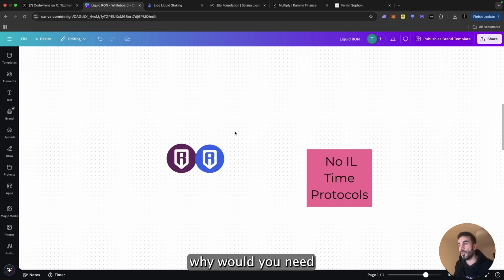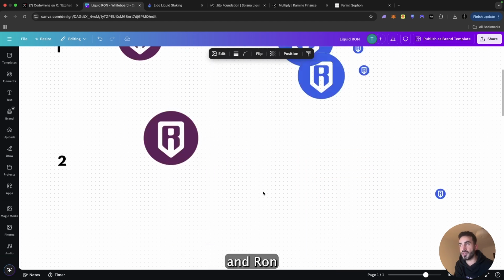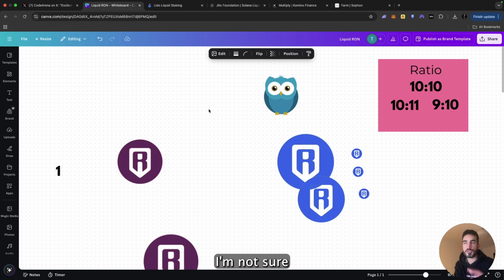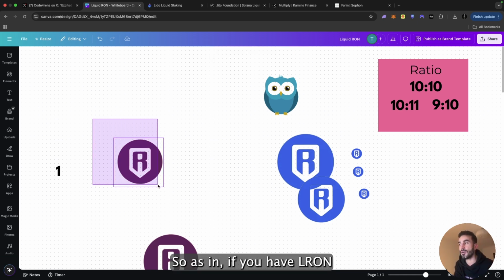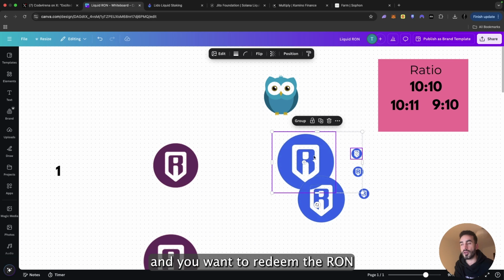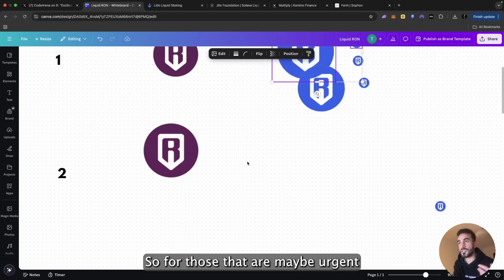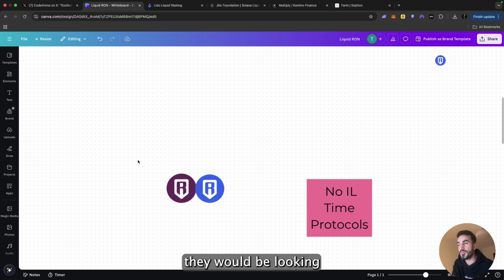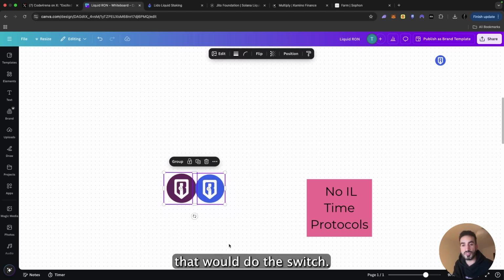However, the question is, why would you need to trade between RON and LRON when you can just lock it and get it yourself? I'm not sure what the redemption rules are going to be for the Owl protocol, but I'm assuming because of the staking lock, there will be a 3-day redemption rule. So if you have LRON and you want to redeem the RON plus rewards, you probably have to wait 3 days. So for those in an urgent need to sell their LRON or swap their LRON for RON, they would be looking for a liquidity pool that would do the switch.